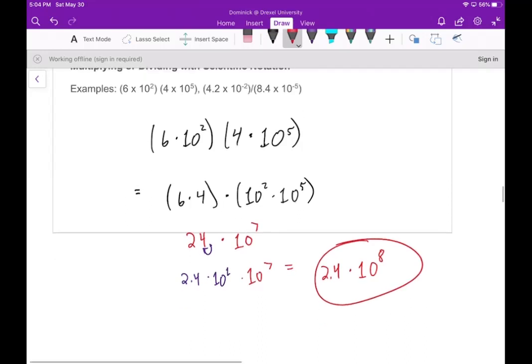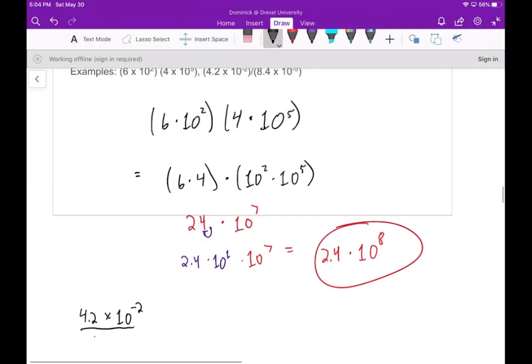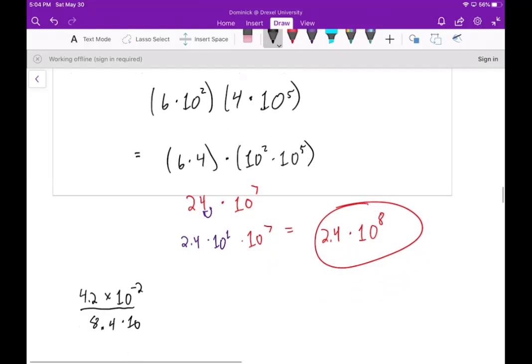Okay. And then last but not least, we have 4.2 times 10 to the negative 2 over 8.4 times 10 to the negative 5. Here we're going to use the property that if you multiply fractions, you can break them up, because you're just multiplying the numerators together, so as long as you keep the numbers on top, you're okay, and multiplying the denominators together. So I can separate this as 4.2 divided by 8.4 times 10 to the negative 2 times 10 to the negative 5.